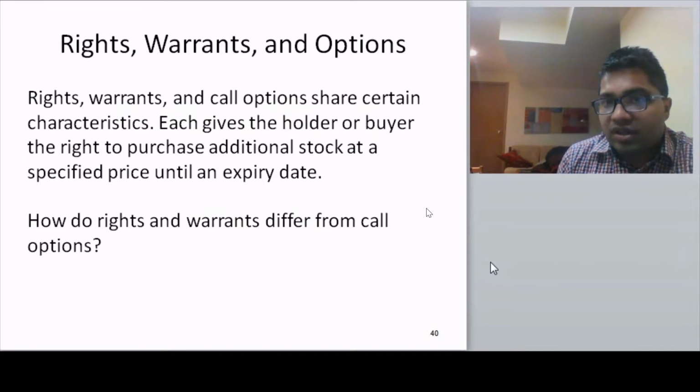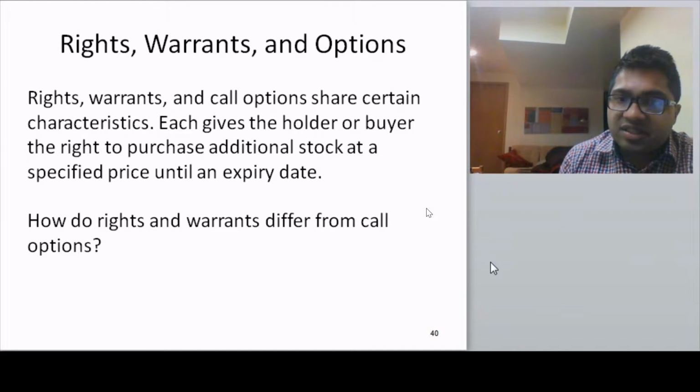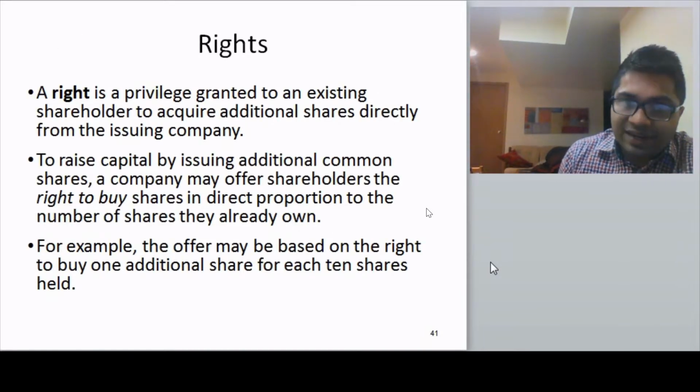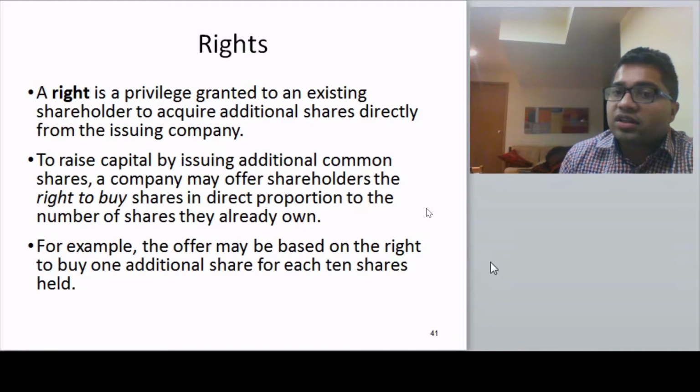Next are rights and warrants and options. Warrants and call options share certain characteristics. Each gives the holder or buyer the right to purchase additional stock at a specified price until expiry. So how do they differ? First is a right. A right is a privilege granted to existing shareholders to acquire additional shares directly from the issuing company. To raise capital by issuing additional common shares, a company may offer shareholders the right to buy additional shares in direct proportion to the number of shares they already own.